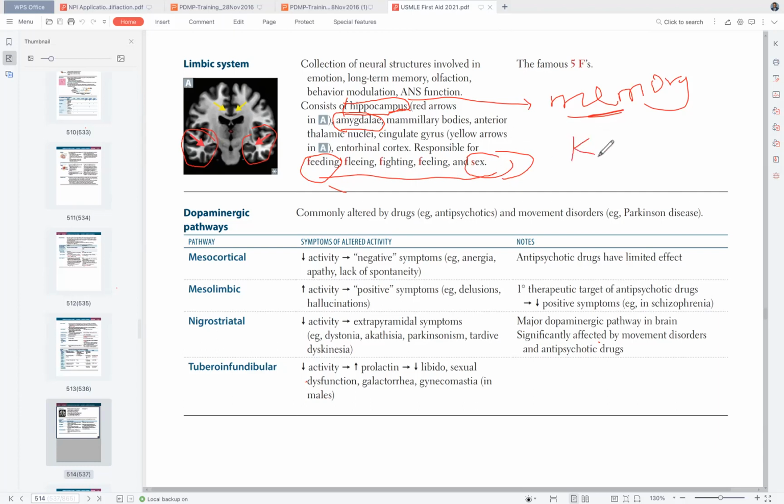And it is called Kluver-Bucy syndrome. Maybe we'll see it later. And remember, Kluver-Bucy should be bilateral. Both sides must be destroyed to have Kluver-Bucy syndrome. That's a big thing that I'll take from here.